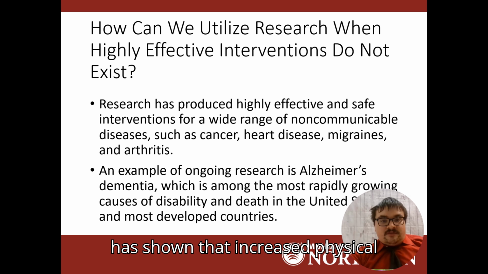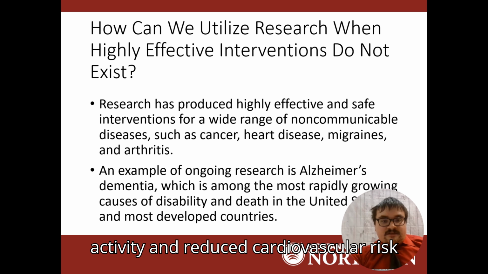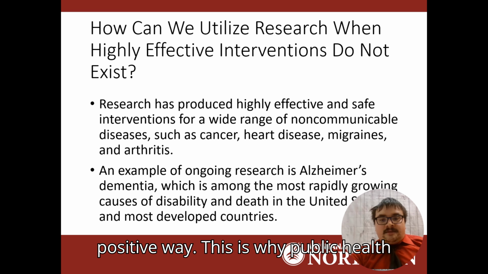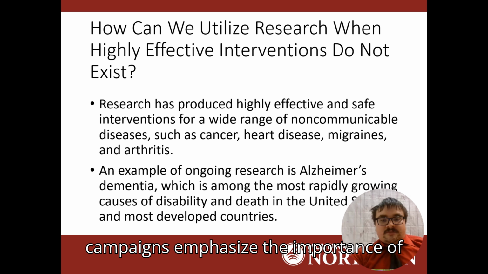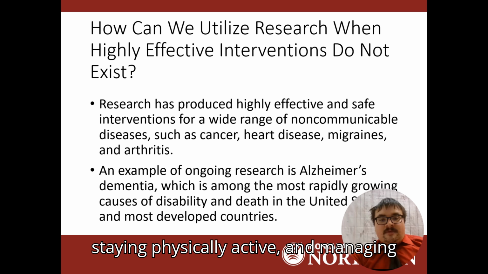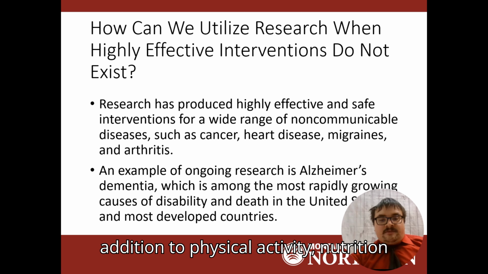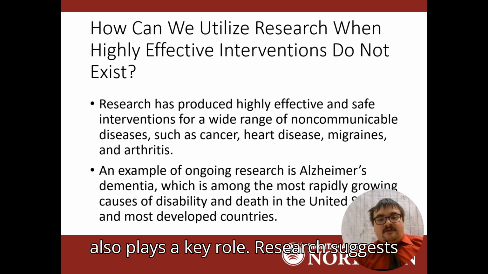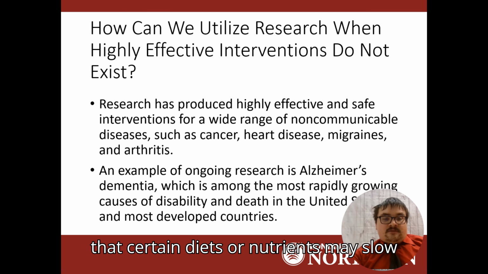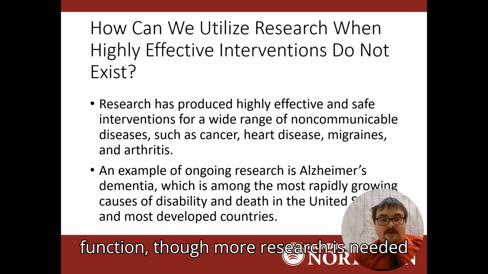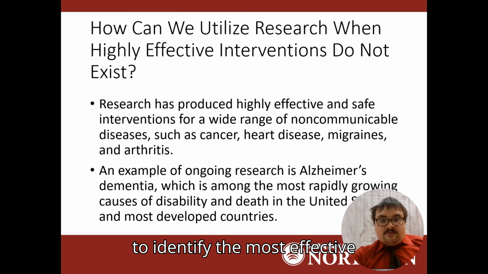Now, research has shown that increased physical activity and reduced cardiovascular risk can moderately affect Alzheimer's in a positive way. This is why public health campaigns emphasize the importance of staying physically active and managing risk factors like high blood pressure, cholesterol, and smoking. In addition to physical activity, nutrition also plays a key role. Research suggests that certain diets or nutrients may slow cognitive decline or improve brain function, though more research is needed to identify the most effective approaches.